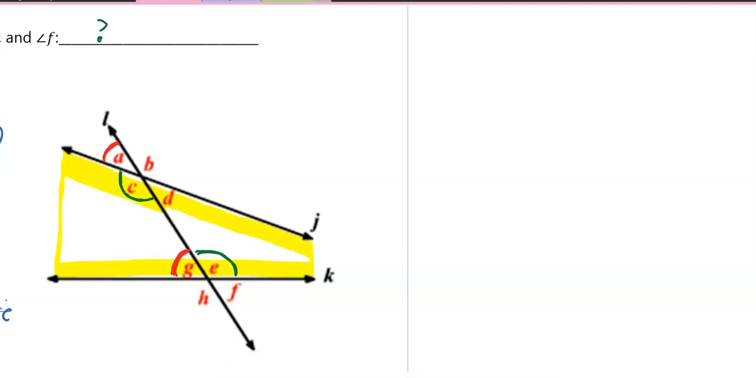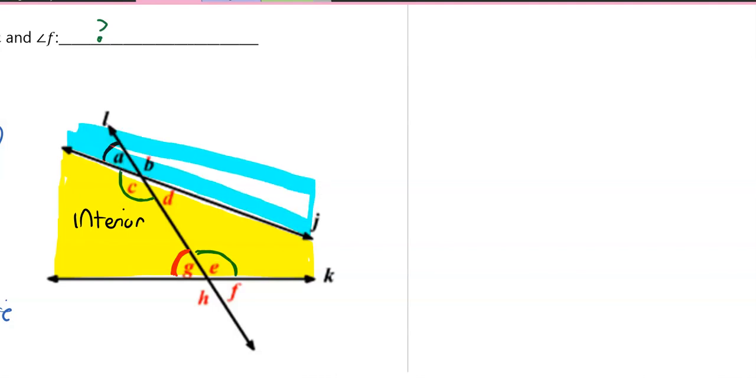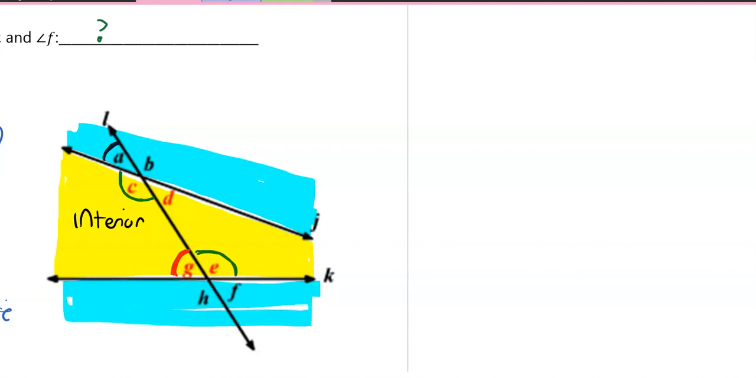So in this yellow space that I'm now highlighting, all of the angles located inside here would be considered interior angles. So these are considered interior angles. And then the angles that are outside of the lines, in this case A and B up in the top section, and then down here H and F in the bottom, would be considered our exterior angles. So let's write that down.